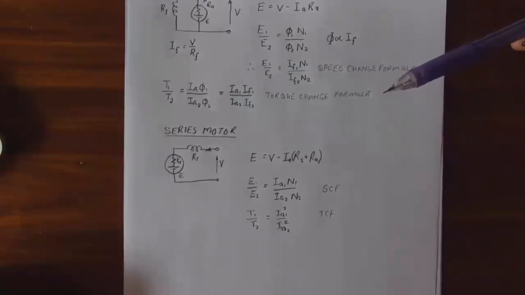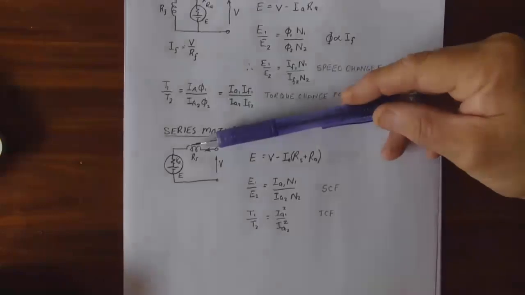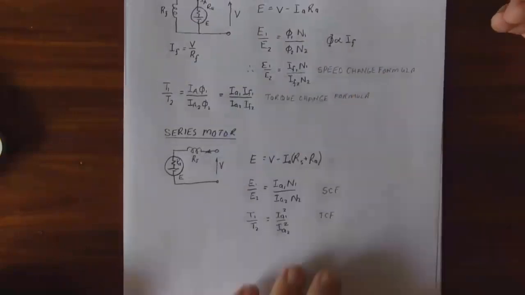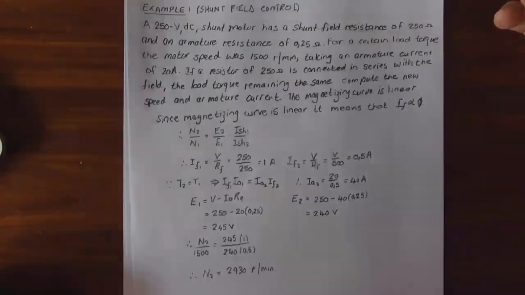Now, to be able to do the speed control, we can either put a resistor in parallel with the field, or we put the fields in parallel, or we can change the voltage. Now let's look at an example.